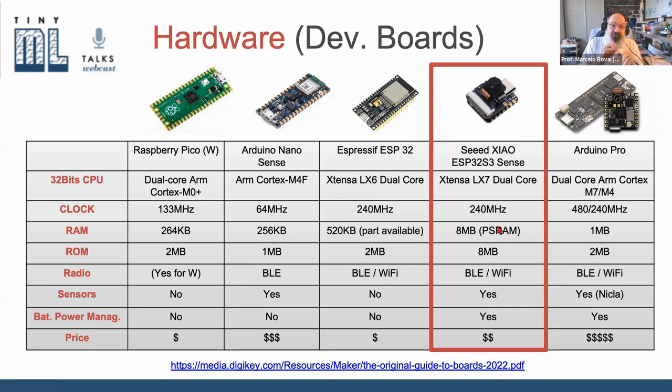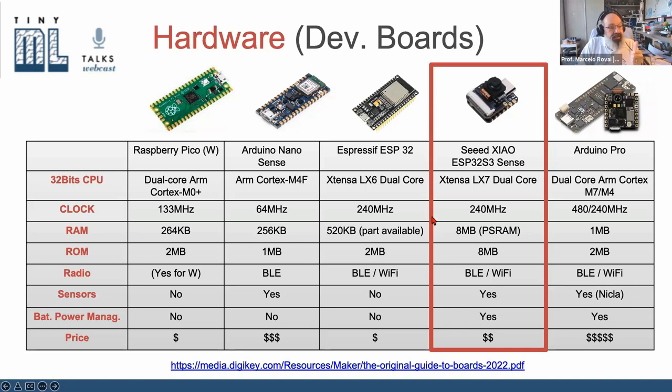We can access the PSRAM. We have access to 8 megabytes of RAM, and this is very important because RAM memory is a big restriction that you can find when you are talking about tinyML. Usually those kinds of devices have around 240K bytes of memory. This RAM memory will be responsible for running our model, to do the inference. The great part of the work will be done by the RAM.